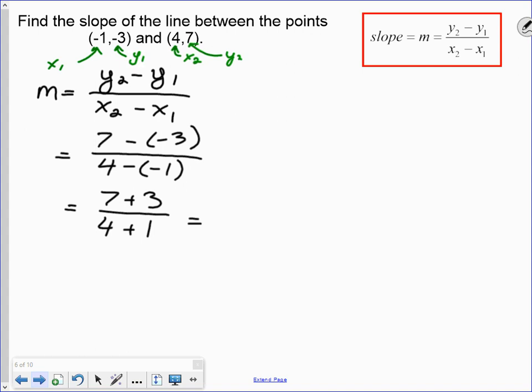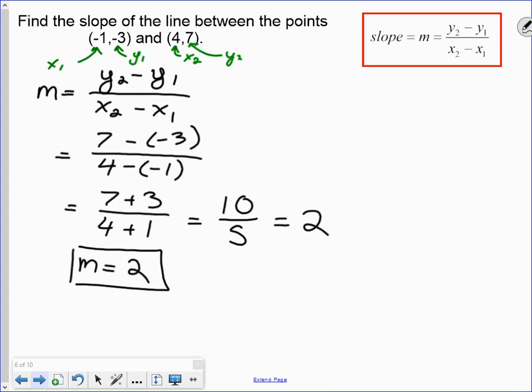So our slope is going to be 10 over 5. 7 plus 3 is 10, 4 plus 1 is 5. 10 divided by 5 gives us 2. So our slope is 2.